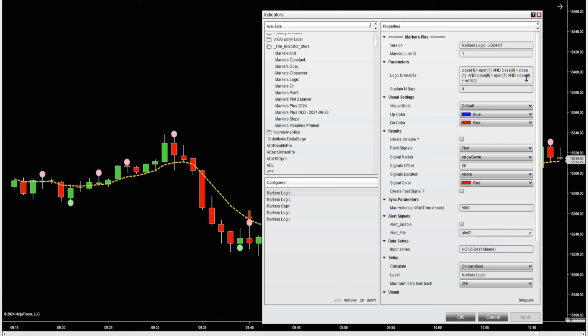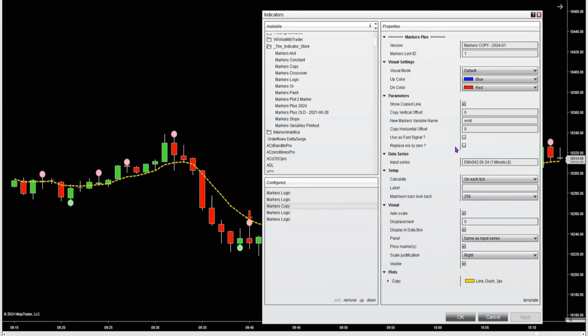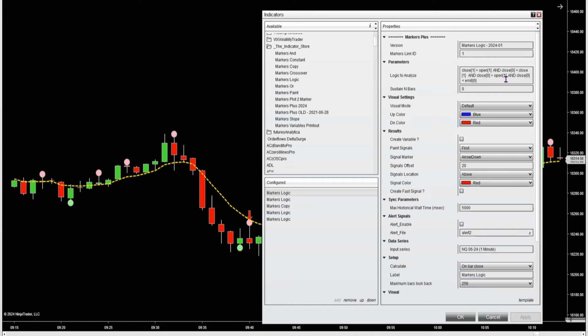We want the close of the current bar to be below the 8 EMA. So this is my 1 markers copy. I've got the 8 EMA as my input. I've named it EM8. That allows me to put it into the markers logic code as EM8 on the current bar here. So that's for the shorts.